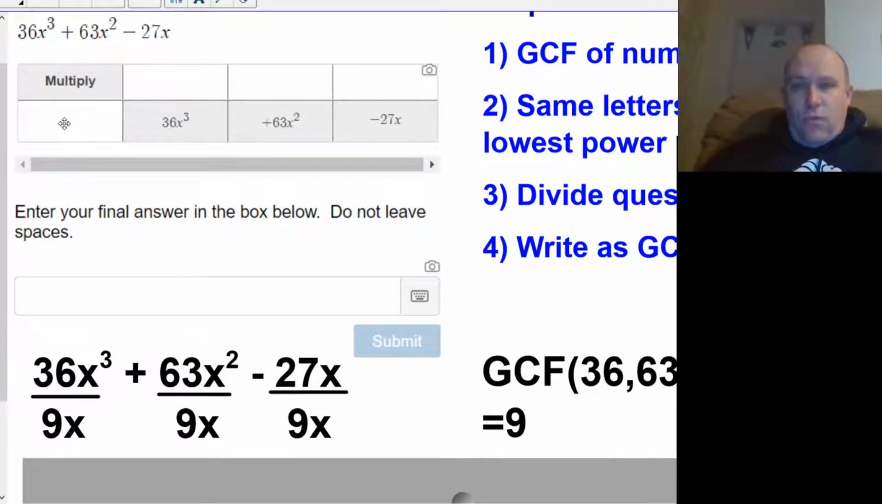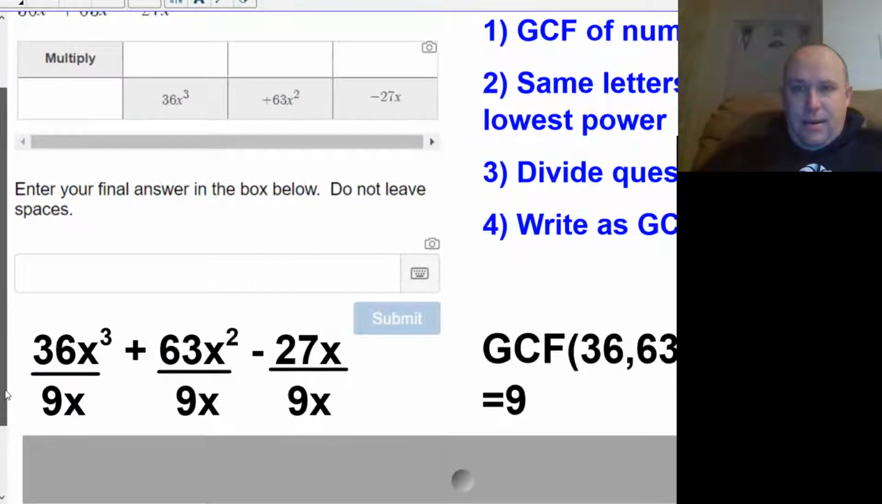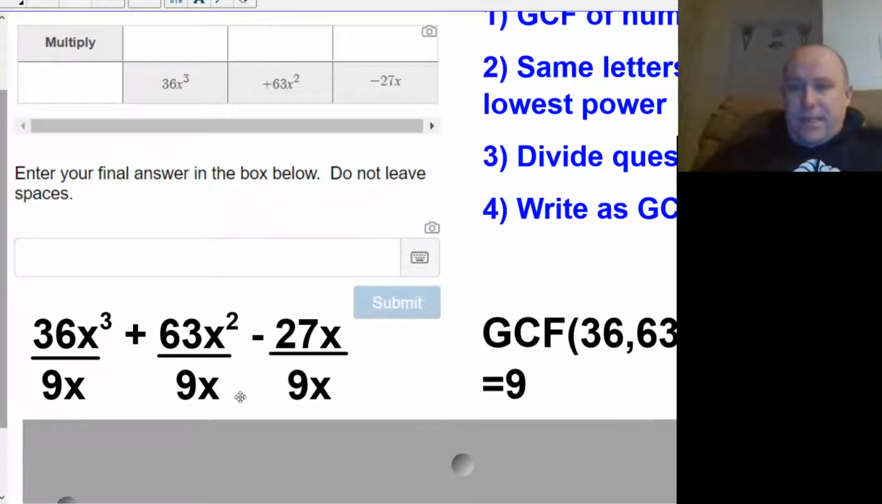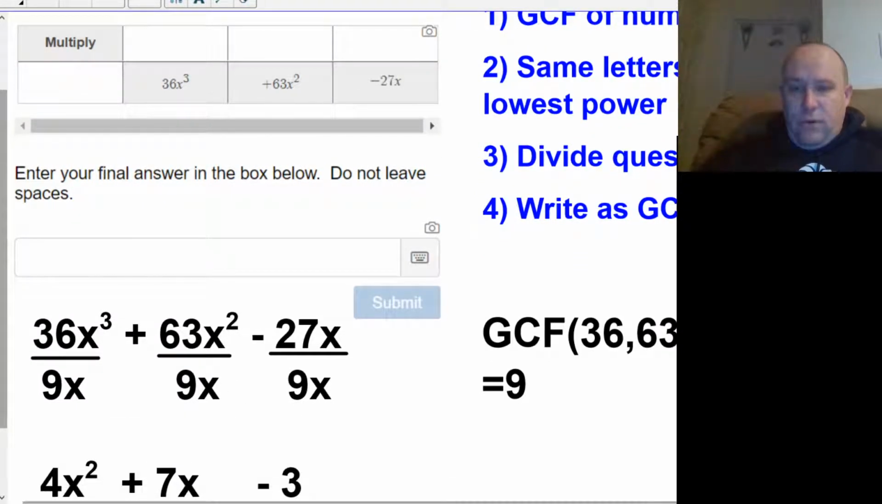Now, to fill in what those other answers are, we do 36 divided by 9. They're just saying the other way around. They're just saying, what do you multiply 9x by to give you 36x cubed? So they're just asking the question in a slightly different way. 36 divided by 9 is 4.